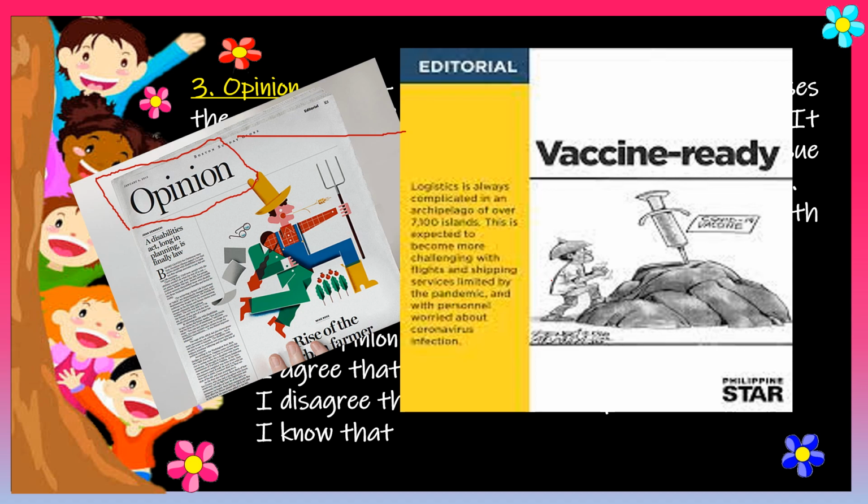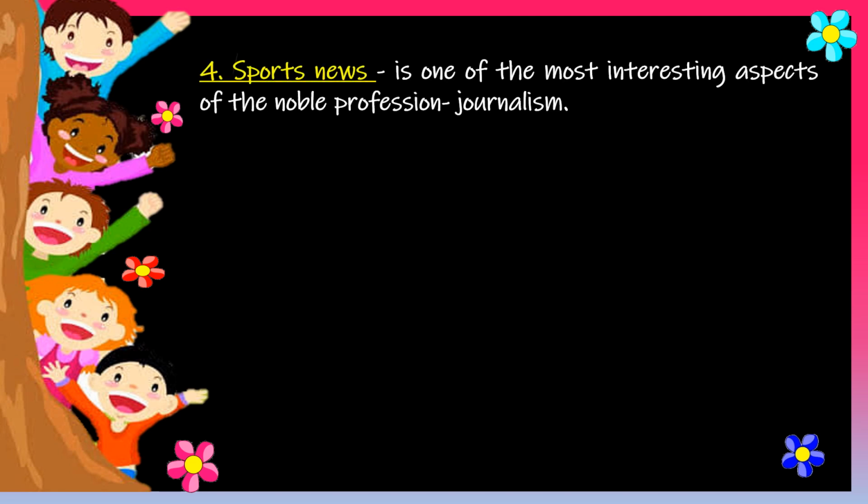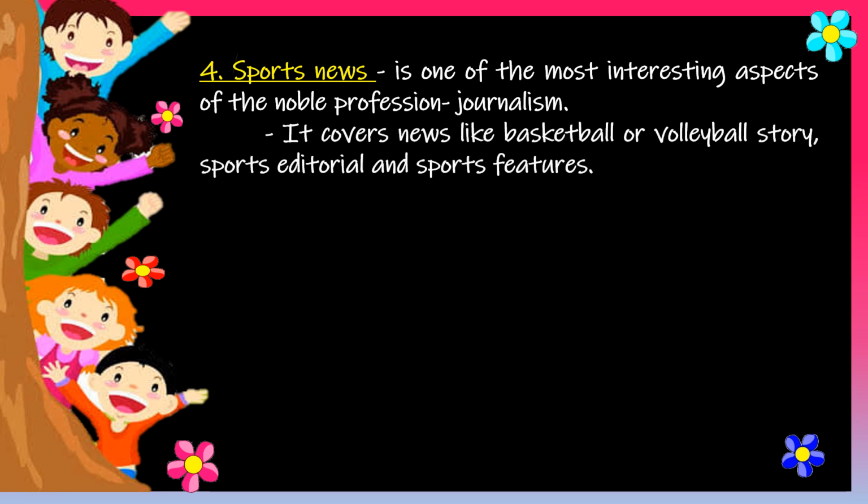And now let's go to the fourth one. The sports news. It's one of the most interesting aspects of the noble profession called journalism. So why do you think it's called the most interesting aspect? It is because most people are engaged and interested in sports. Even though we do not play, even though we don't do much sports, sometimes we are fans of sports teams, right? We do watch sports games. It covers news like basketball or volleyball, tennis, something like that, and sports editorial and sports features.